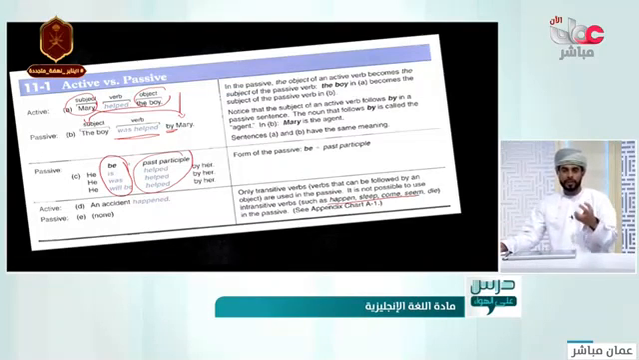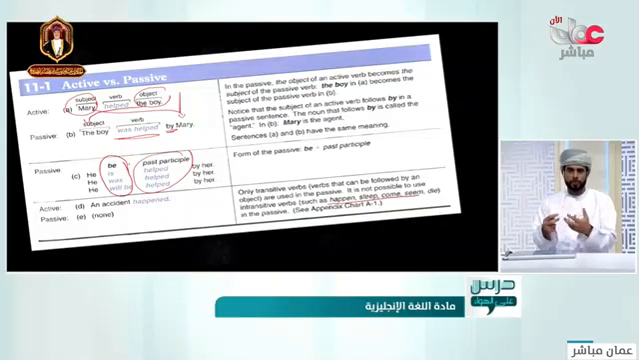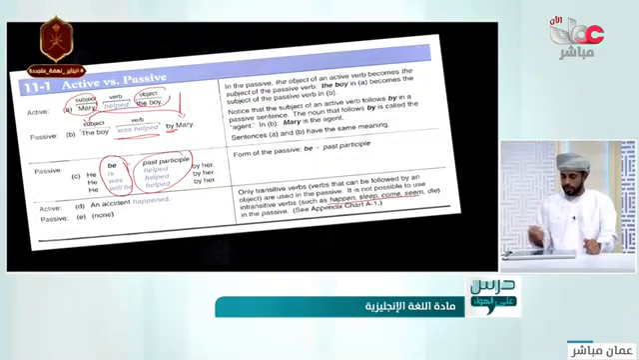Not all verbs can be changed to a passive voice. Some cannot be changed. Why? Because the meaning of them couldn't happen. For example, happen: the accident happened. No one can make it happen, or whatever can receive the action. No, it happened. No one can receive the action of happening. The same thing with sleep, the same thing with come, and some other words.